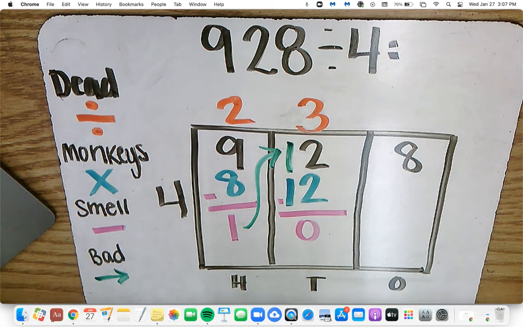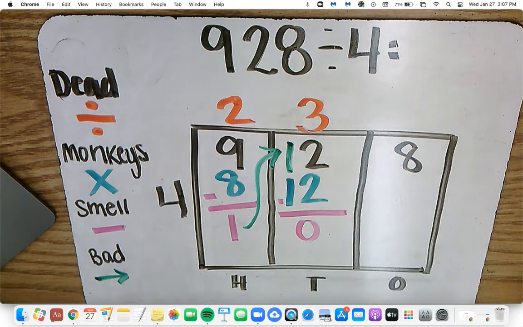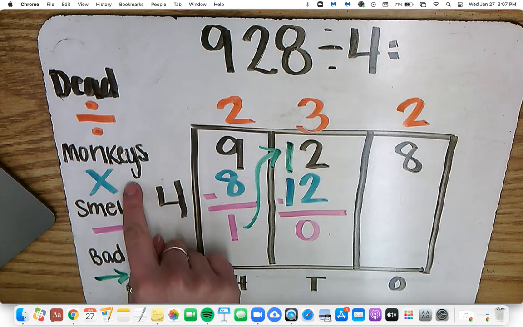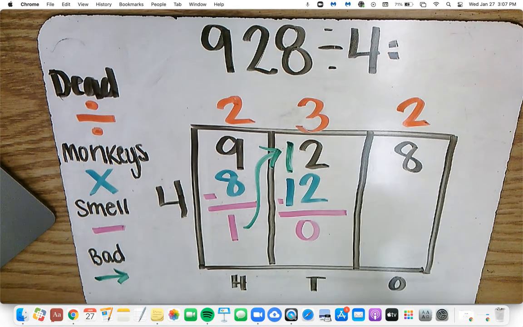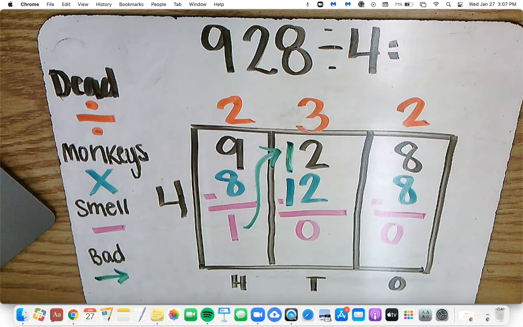Maybe you don't know that math fact. Maybe you need to draw a quick picture. Maybe you want to use your skip counts. 4, 8. Fits 2 times. Let's multiply. 2 times 4 is 8. Subtract. 0. And there's no more place values for me to bring over.